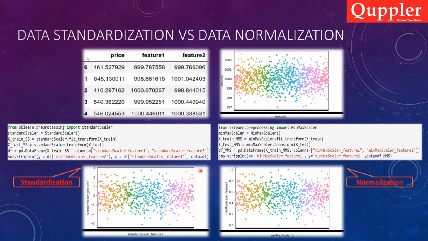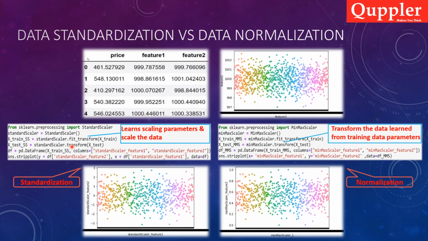The point of concern here is that over my independent variables for the train data set we used fit_transform, whereas for the independent features of the unseen data, or the test data, we did transform. Why do we do that? Because the fit_transform API learns the scaling parameters, which are the mean and the variance, and based on those learned parameters it scales the data. Whereas transform always transforms the data using the parameters learned from your training data set. That's the major difference between fit_transform and transform.